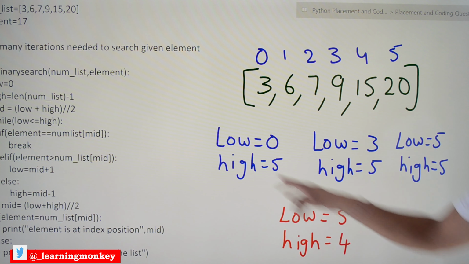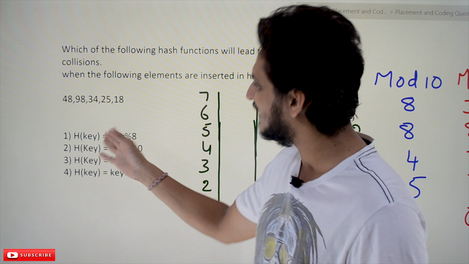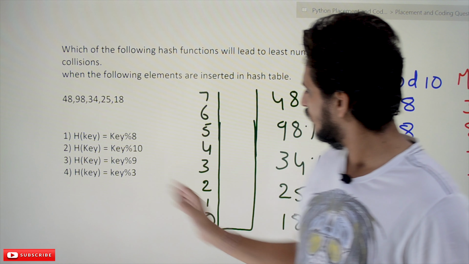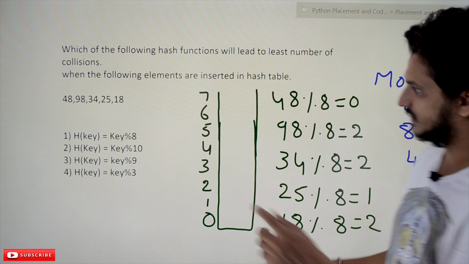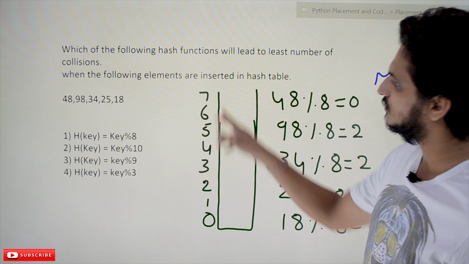Okay, check the condition. So coming to the next example, we have to identify the hash table. Which of them are having the minimum number of collisions? 48, 98, 34, 25, 18. So what's the hash key? Key mod 8. Key is the 48. We have to take 8 elements. For the first one we are explaining. So we are having 8 positions, 0 to 7.